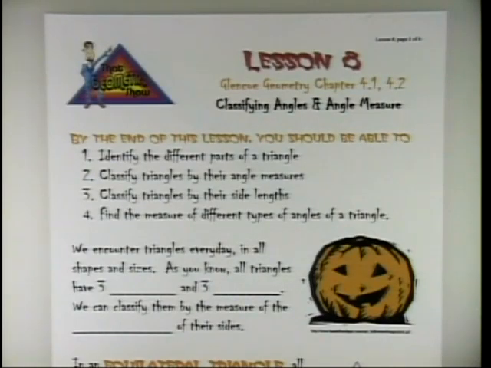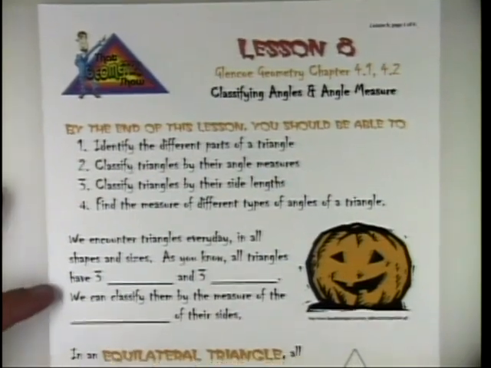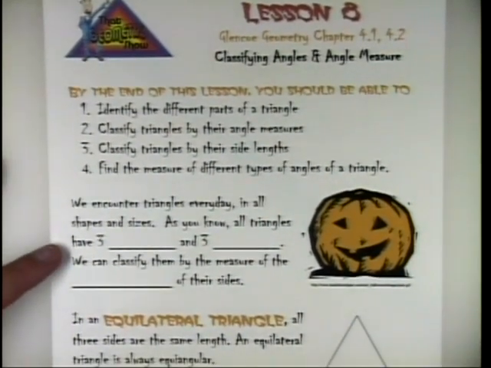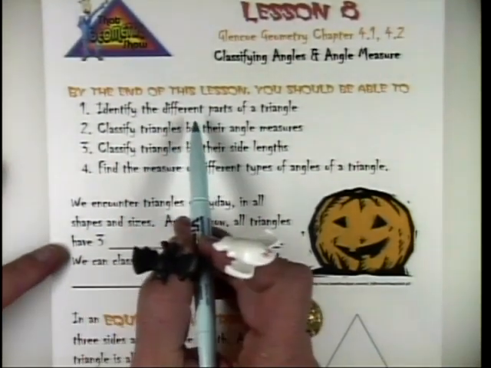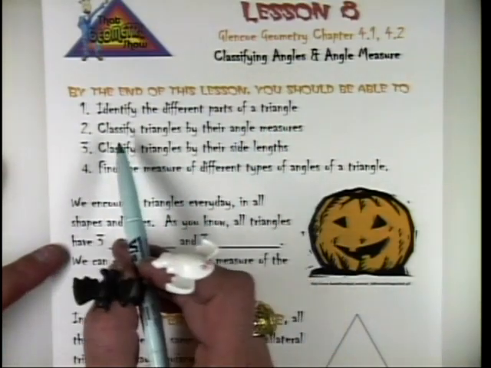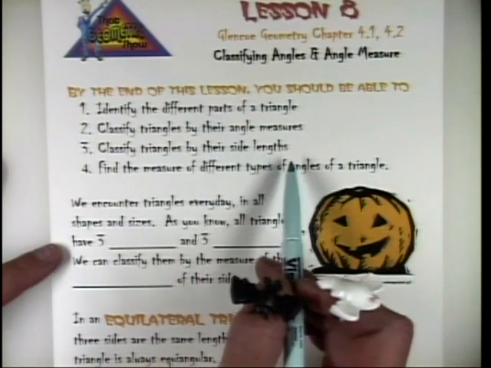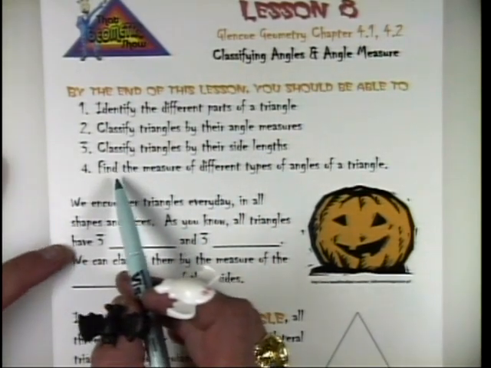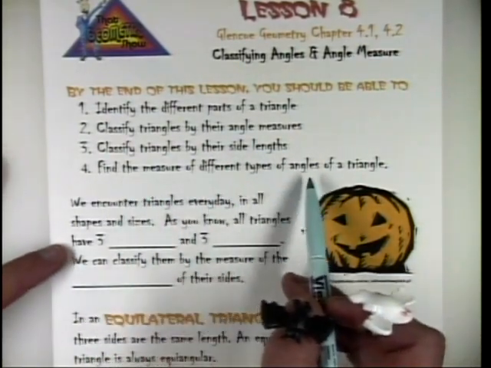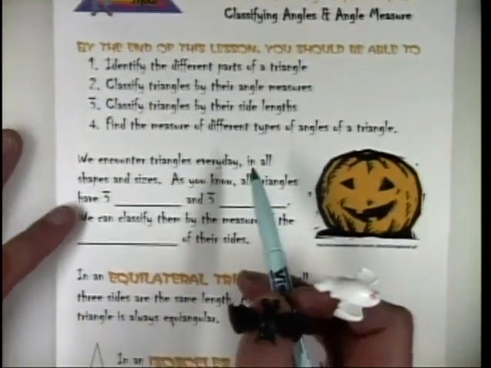All right, lesson 8. This is going to correspond with your Glencoe Geometry chapter 4.1 and 4.2, all about triangles. Now by the end of this lesson, you should be able to identify the different parts of a triangle, classify triangles by their angle measures, classify triangles by their side lengths, and find the measure of different types of angles inside of a triangle.